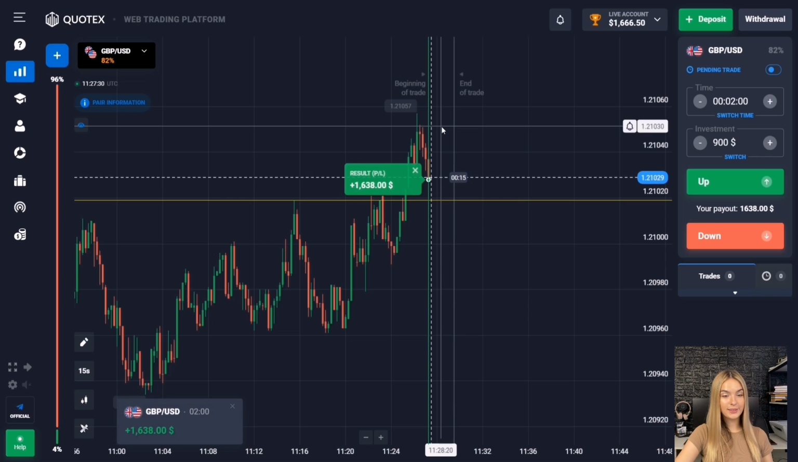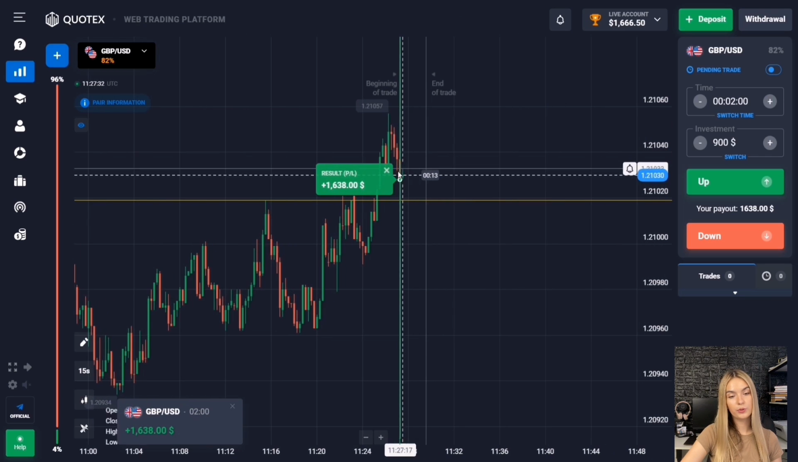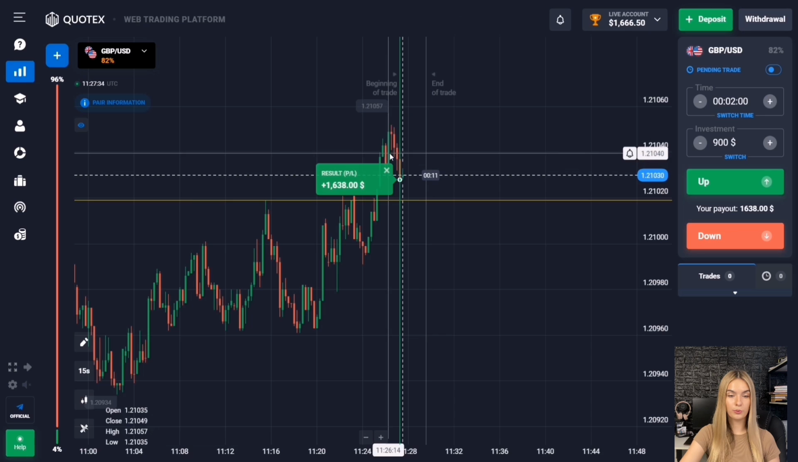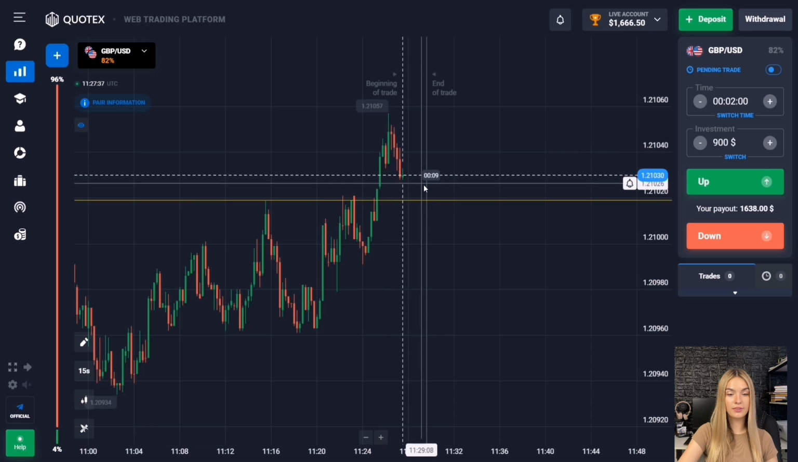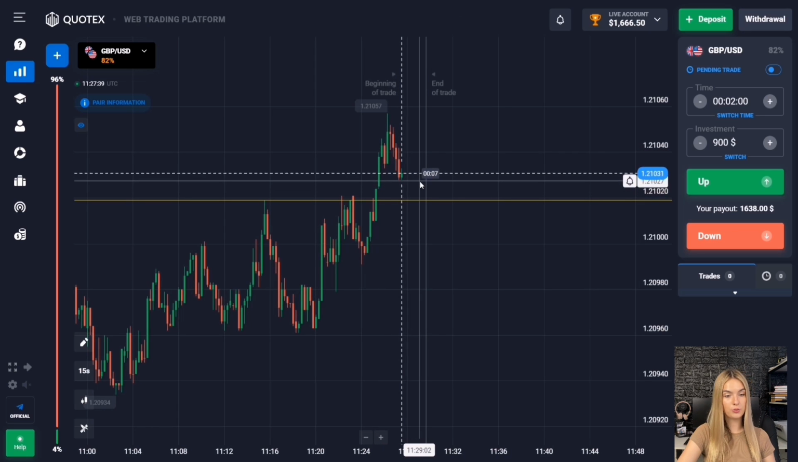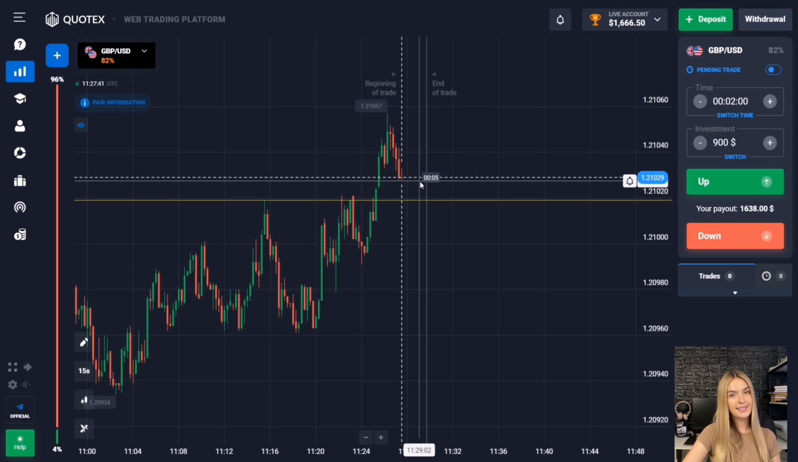Okay guys, quite good. As you can see, the price really broke through this level. We managed to close our deal in profit. Also, after breaking through the level, a logical rollback came down and this situation worked out well. Let's continue.